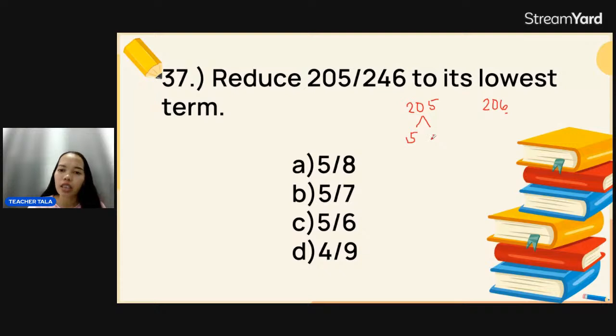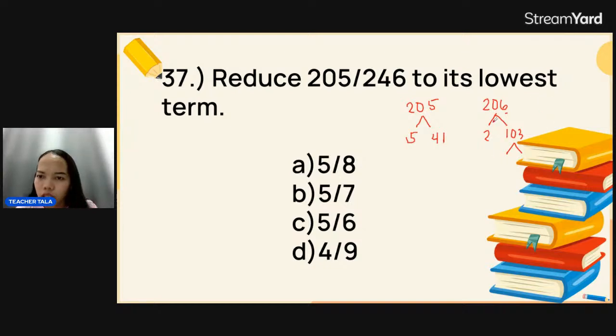So, 205, so that's 41. So, 246 naman, we can divide it by 2, so that's 123. Is 103 a prime number or not? I think na-solve ko to kanina. I think 41 yung... okay. Sorry. Kaya pala. Okay. Now, nagkamali na naman ako. It's not 206. 246.